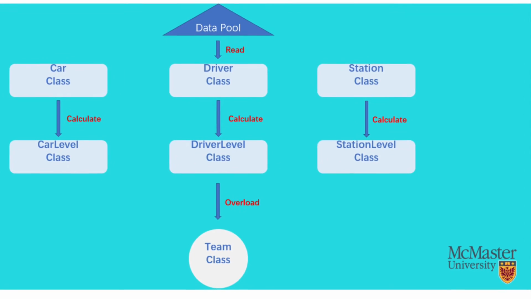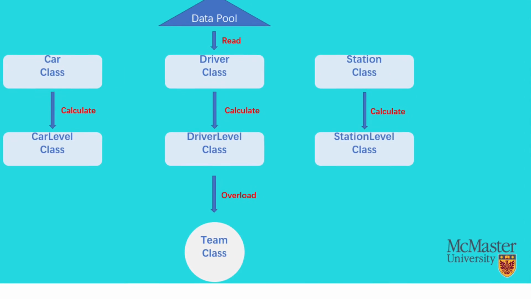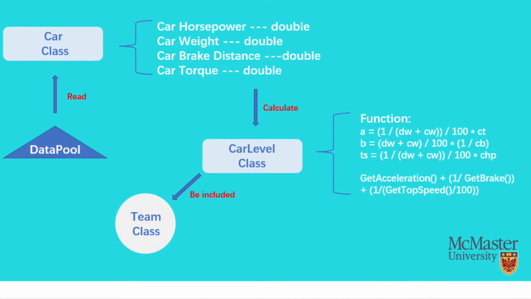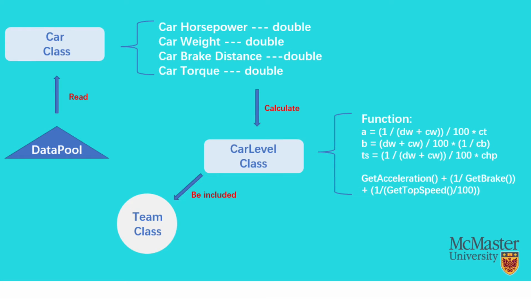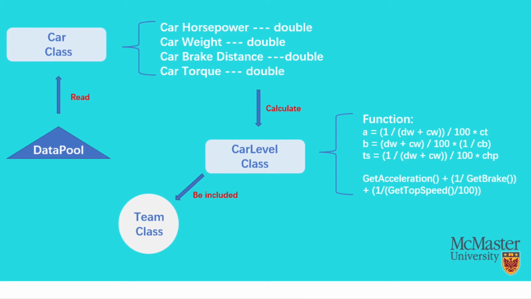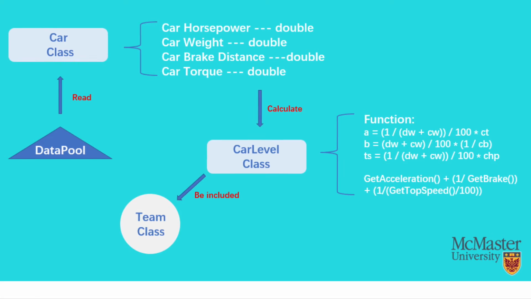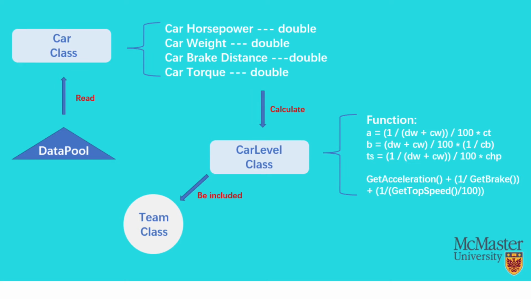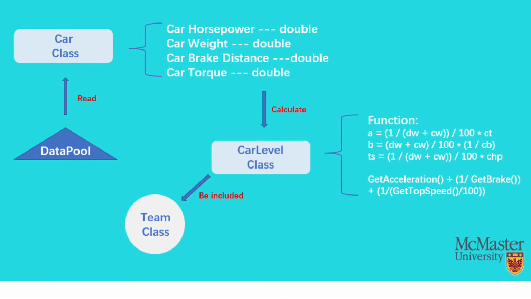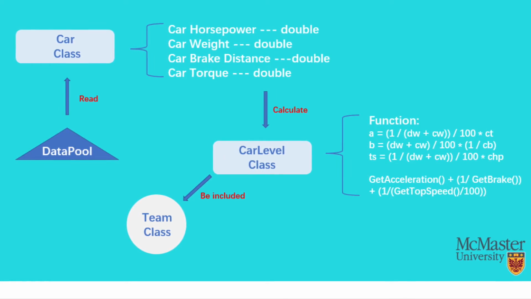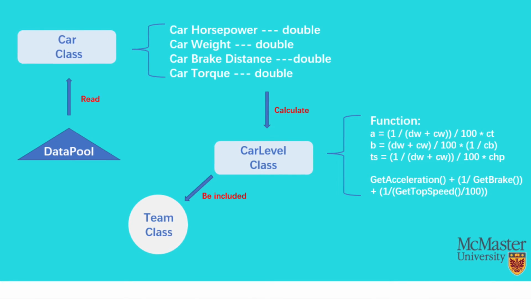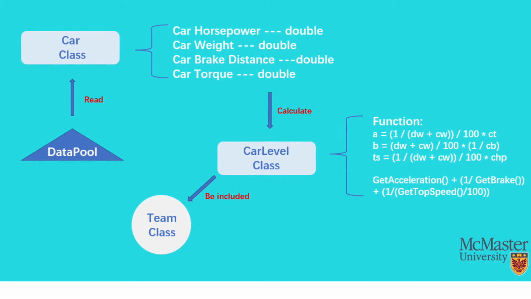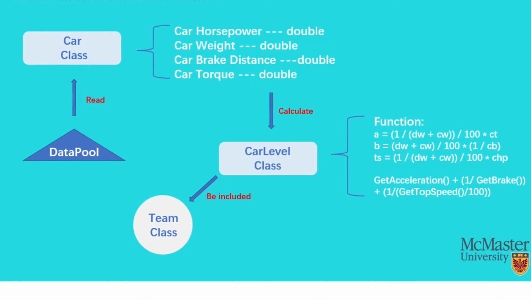As we can see in this diagram, this is the class relationship diagram. This class section describes a level of car. This class is parallel with driver class and station class. Similar to the other classes, car class is used to read the file from TXT called data pool. In the car class, taking values from the file, including vehicle weight, vehicle horsepower, vehicle torque, then calculate this data through a function to obtain these 3 data called acceleration, brake distance, and top speed.